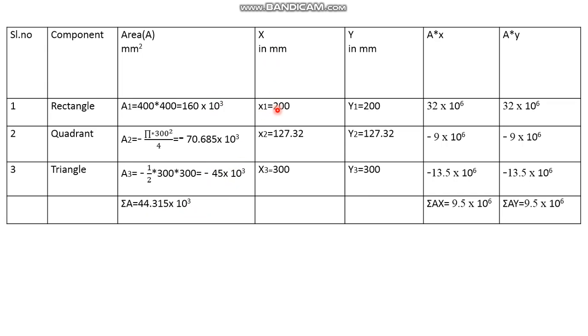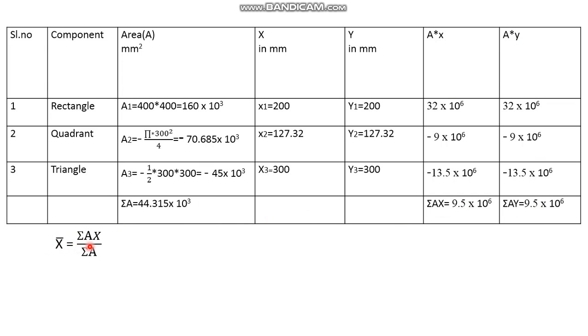Then the x1 and y1 distances are positive only. Substitute that: x1 200, y1 200, x2 is 127.32, y2 is 127.32, and x3 is 300, y3 is also 300. Next is ax, so multiply a into x, and you keep it in 10 power 6 terms. Multiply with this and this, you'll get 10 power 6 terms, and similarly you calculate this. This is ax and this is ay. Then calculate the summation of a, summation of ax, and summation of ay.